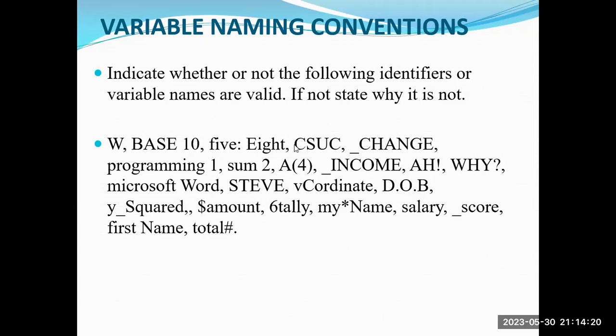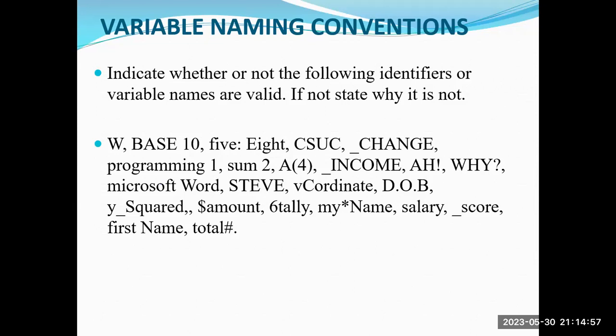Which one? CSUC. It's valid but inappropriate. So Michael is the one answering, right? Yes, sir. I think it's valid but inappropriate, or maybe it depends on the context. CSUC might not immediately make sense to another person. So right now, I want whether valid or invalid. I'm not even talking about appropriate.